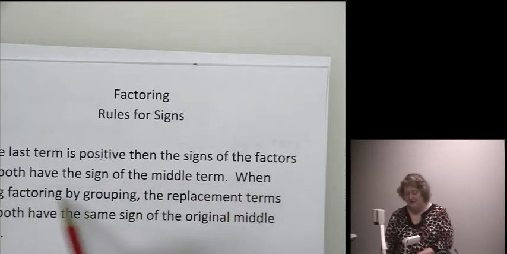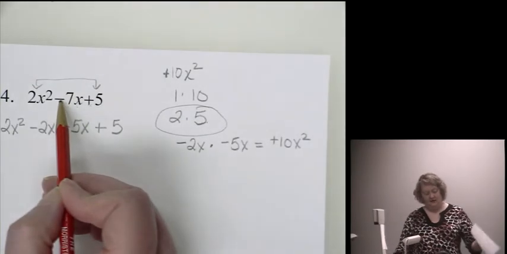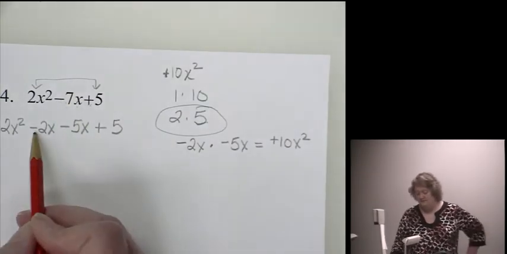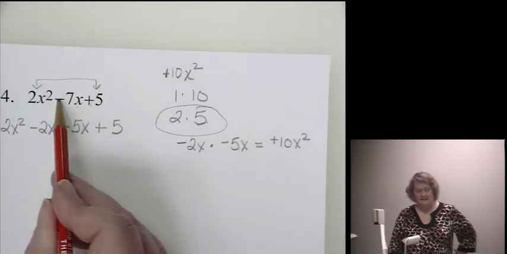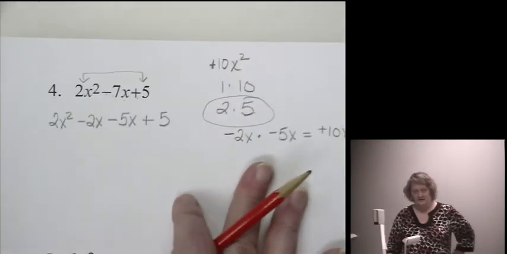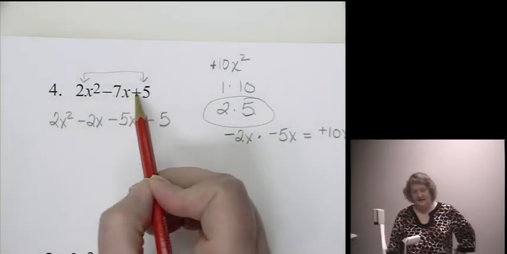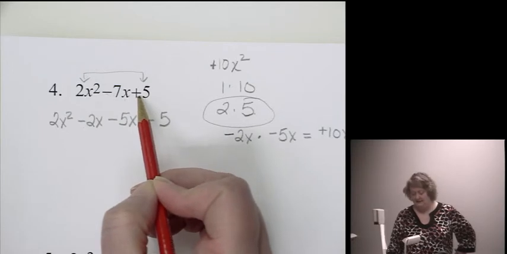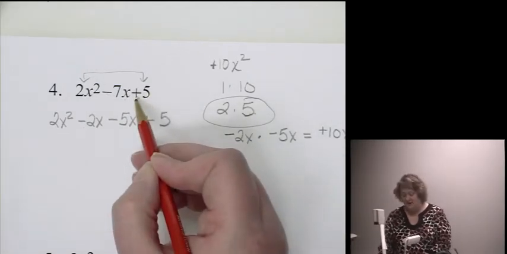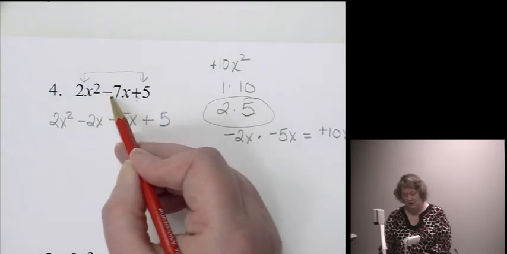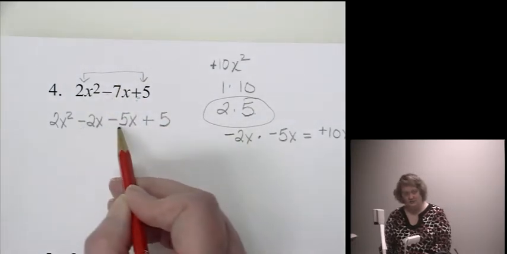But when using factoring by grouping, the replacement terms, which is what we're going to replace here in just a moment, will both have the same sign as the original middle term. So notice that we have a negative there. Notice when we replace them, both of our replacements have the same sign as the middle. Okay, and notice in our previous example, both of the signs were the same as the middle. They were both positive when this last term is positive. So when this last term is positive, both signs match the middle term.